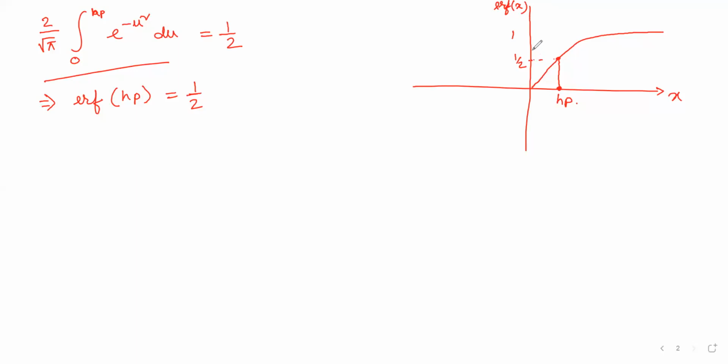Okay. So this point is 1 and this part is half. So the point corresponding on the x-axis gives us the value of HP. So from the graph or from the table of integrals, we obtain this value, and HP is approximately equal to 0.4769. From this, we can determine the value of P, and P is actually 0.4769 divided by H.